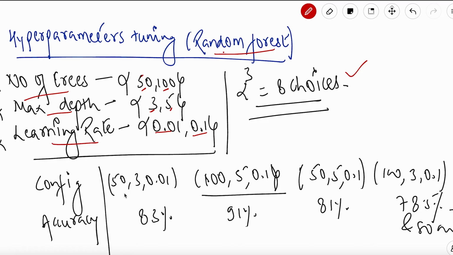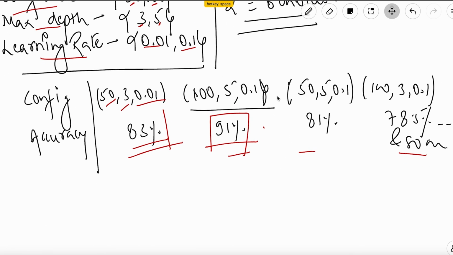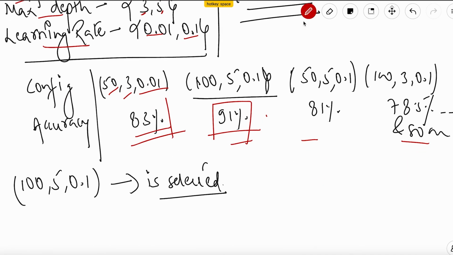Let's say for example, we have some configuration, like we select 50 from number of trees, we have 3 as max depth, 0.01 is the learning rate, and let's say the accuracy that we get from the model using these hyperparameters is 83%. Similarly we do it for the other sets of hyperparameters, and then finally we see that this 91% is coming from this set of parameters, which is 100, 5 and 0.1. So this set of hyperparameters is selected, and it helps us in our prediction. It improves the accuracy of the model.